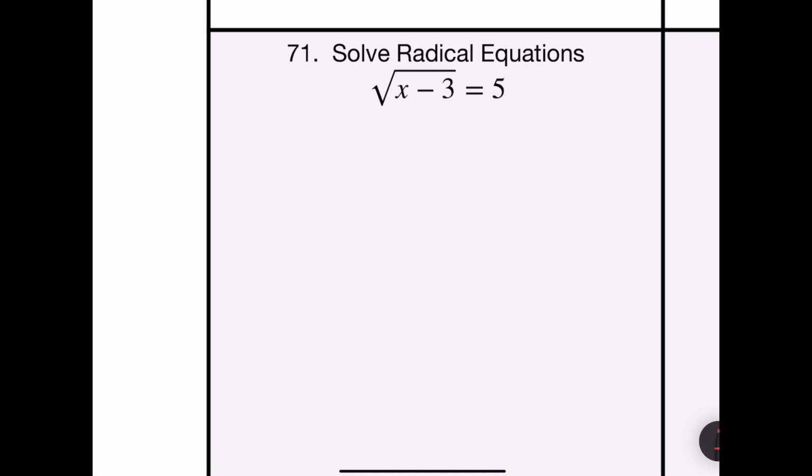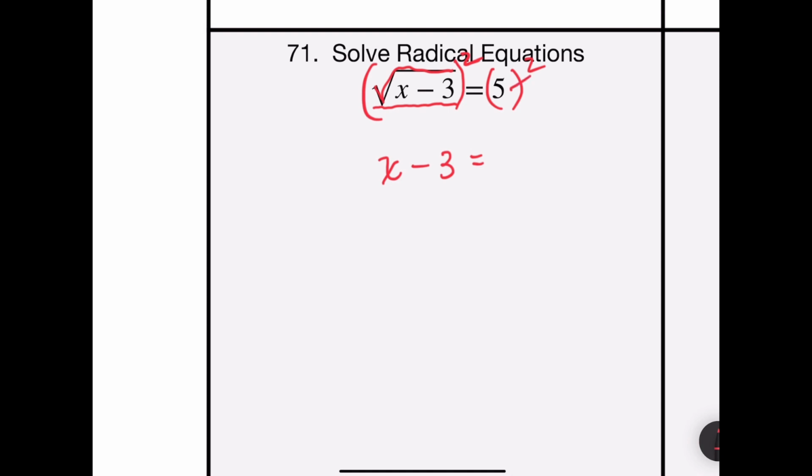Problem number 71 is solving radical equations. It says the square root of x minus 3 equals 5. So first I have to make sure my radical is isolated or all by itself on one side of the equal sign, which it is. To undo the square root, we're going to square it. And since I squared the left side to keep the equation in balance, I also have to square the right side. Taking a square root and squaring are opposite operations, or as some people say, they cancel one another out, and that will leave me with x minus 3.